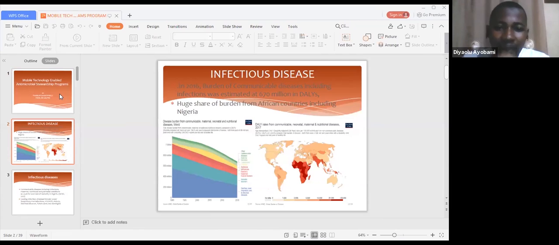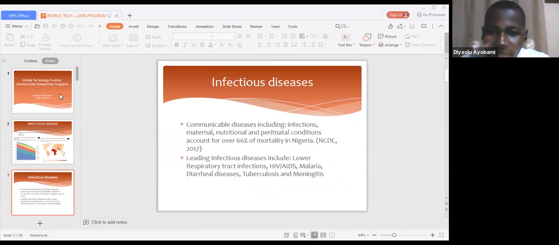infectious diseases are one of the greatest burdens in the developing world. Globally, infections have caused over 670 million disability-adjusted life years in terms of burden. However, a huge share of this burden comes from African countries, of which Nigeria accounts for an even larger share. According to the Nigerian Center for Disease Control, infections, including communicable ones, have accounted for over 66% of mortality in the country.